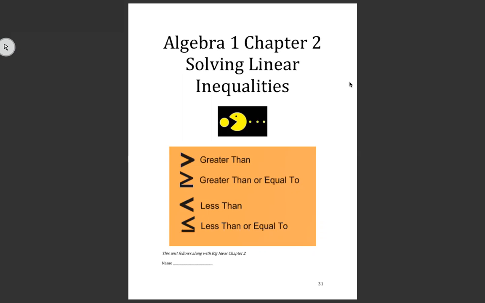So we're gonna be comparing two things, and that's where these comparison symbols come from, okay? So in an equation, you have two sides that are equal. And then with inequalities, you're gonna have two sides that are not equal. One side's gonna be bigger than the other, type of deal. And these are inequality symbols.